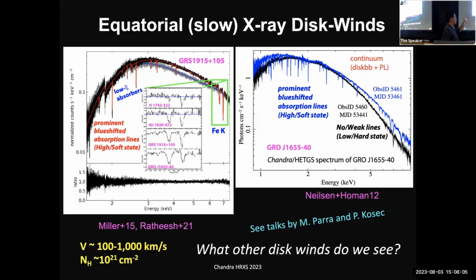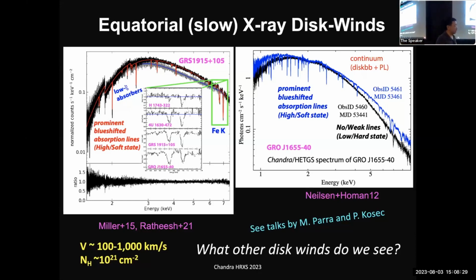The typical properties of these disk winds have relatively moderate column density, maybe on the order of 10 to the 21, or maybe at most 10 to the 22 atoms per square centimeter. Velocity is also moderate, a few hundred kilometers per second, at the most 1,000 kilometers per second.